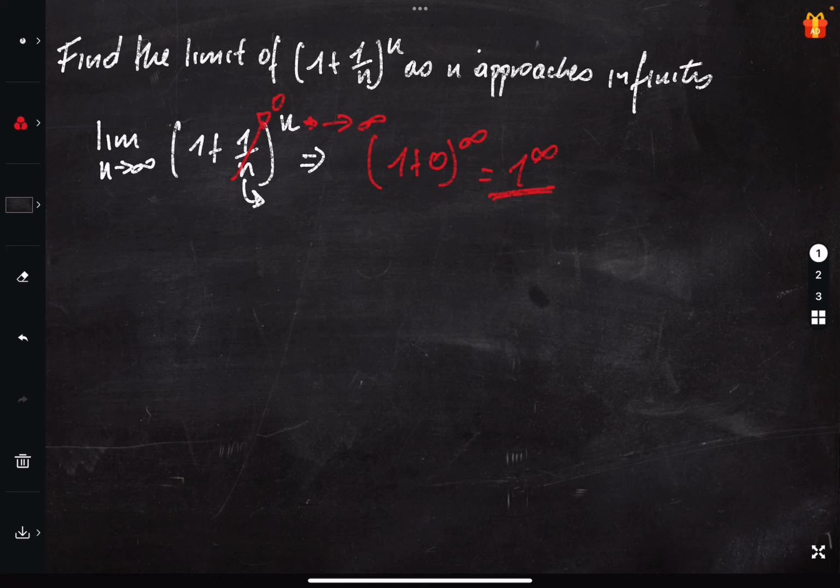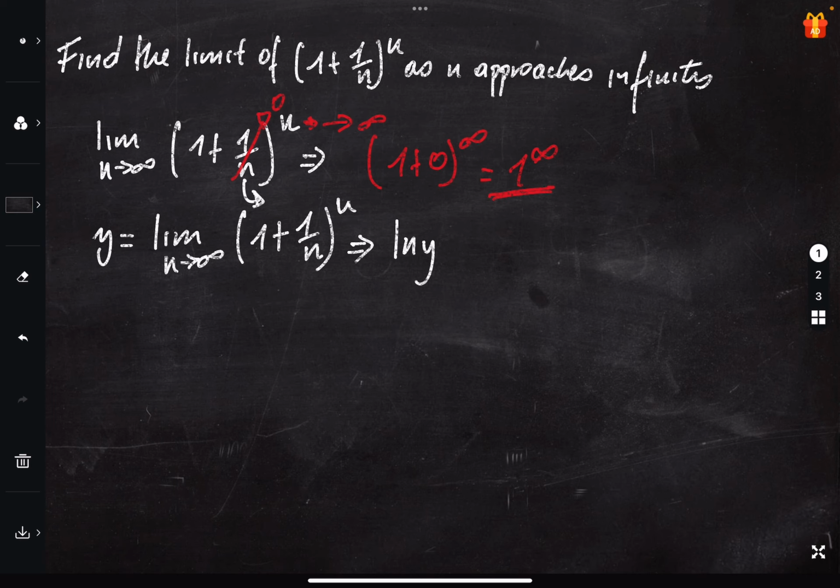So how do I use L'Hopital's rule? I can come here and say, okay, let's say that this whole thing is equal to a function. Let's say y is equal to the limit as n approaches infinity of (1 + 1/n)^n. To drop this n here, because that's the problem I have, I can take the natural log of both sides.